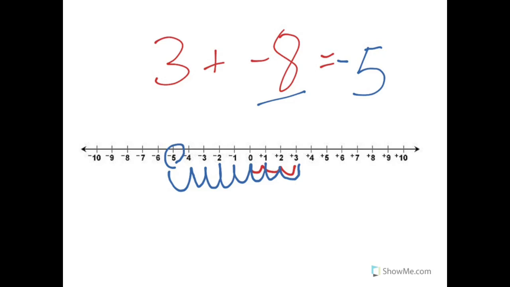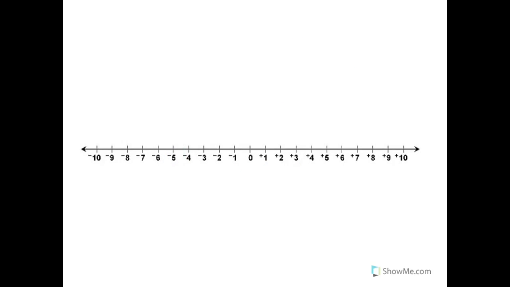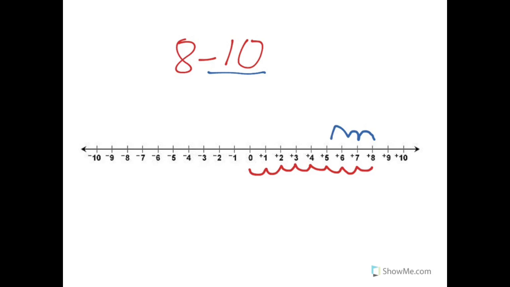Now let's move on to subtraction. I'm going to throw an easy one at you to start off with once again. Let's say I give you 8 minus 10. Well, I'm going to go 1, 2, 3, 4, 5, 6, 7, 8 to the right. But now, since I'm subtracting, I'm going to the left and taking away 10 spaces. 1, 2, 3, 4, 5, 6, 7, 8, 9, 10. My answer would be negative 2.